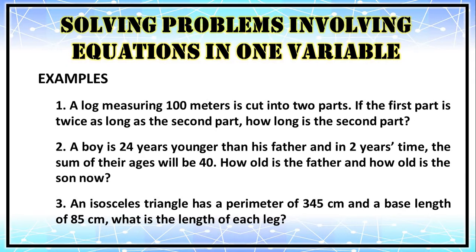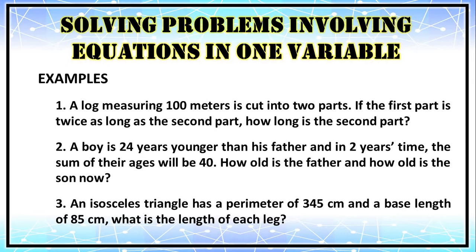So let's try to solve problems involving equations in one variable. I have here 3 sample problems. Problem number 1: a log measuring 100 meters is cut into 2 parts, and the first part is twice as long as the second part. How long is the second part? Number 2: a boy is 24 years younger than his father, and in 2 years' time the sum of their ages will be 40. How old are the father and the son now? Number 3: an isosceles triangle has a perimeter of 345 centimeters and a base length of 85 centimeters. What is the length of each leg?